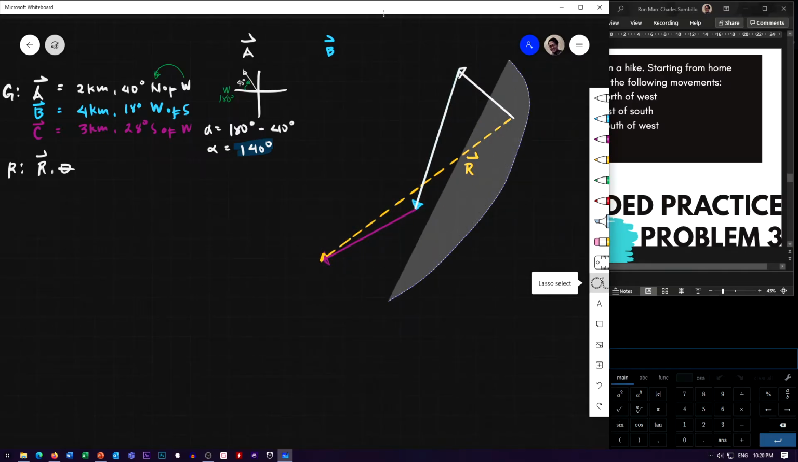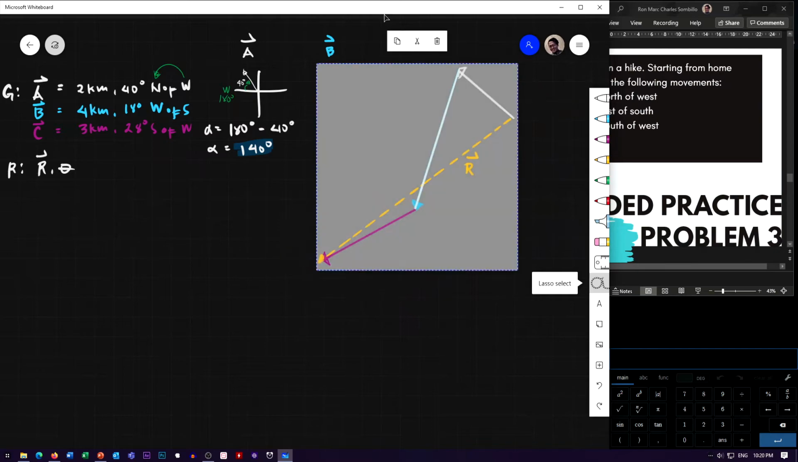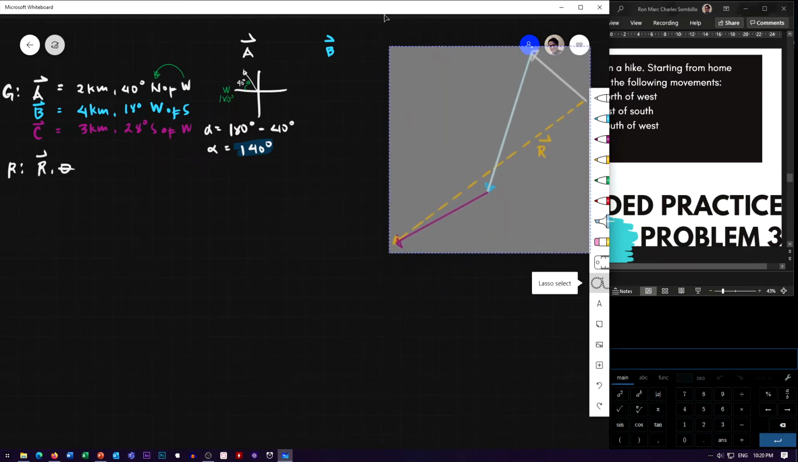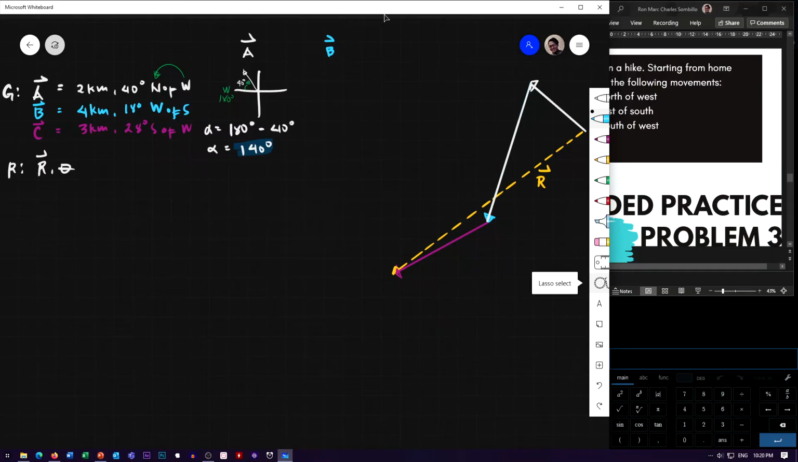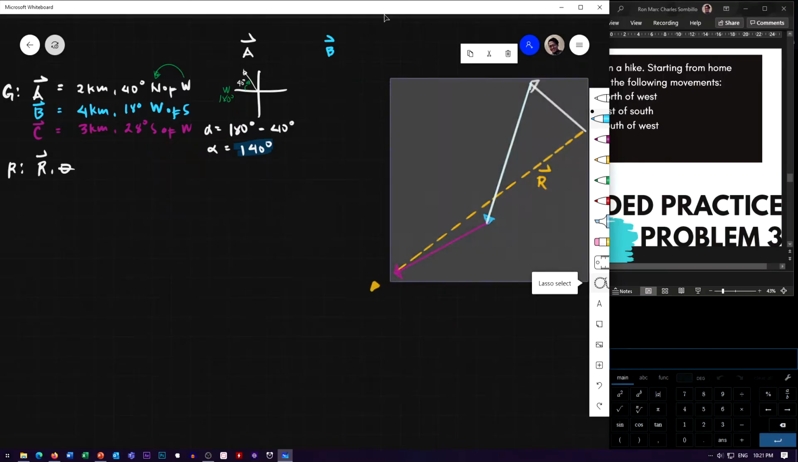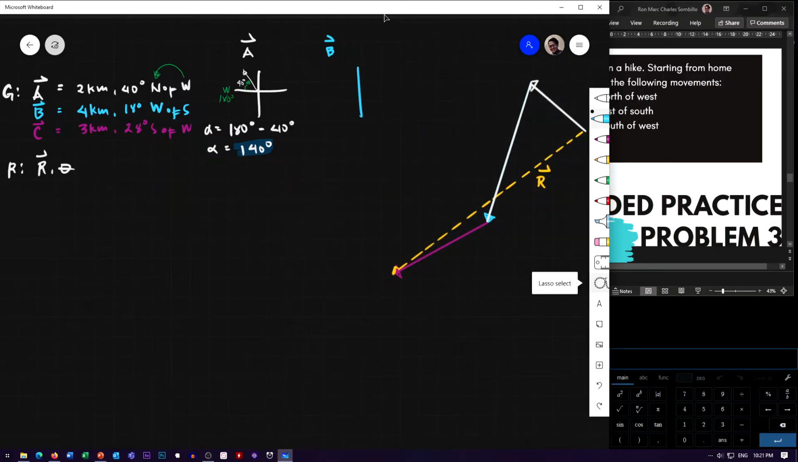Again. There, we must include everything. There. Okay, so let's continue doing this. So for B, we have the Cartesian plane. There, so it is 4 kilometers, 18 degrees west of south.